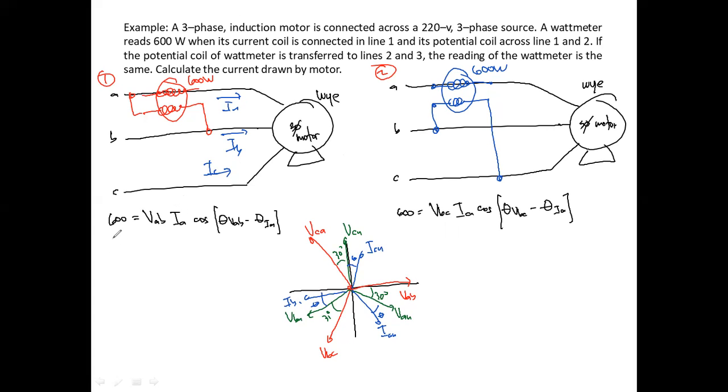We can write the first equation: 600 is equal to 220 IA cosine of 0 minus theta IA. So theta IA is equal to theta IAN, that is minus 30 plus theta. So we have 600 equal to 220 IA cosine of negative 30 plus theta.